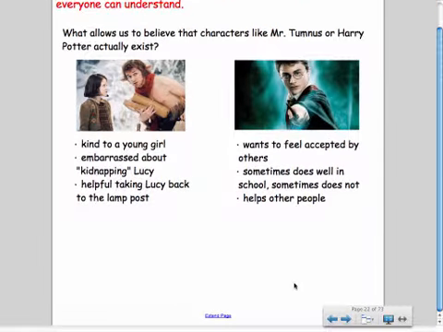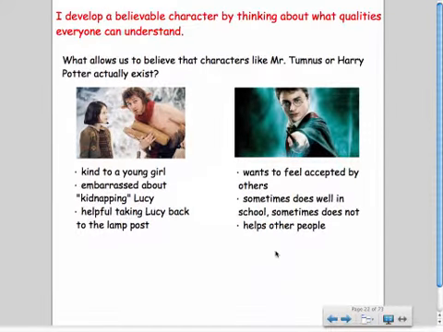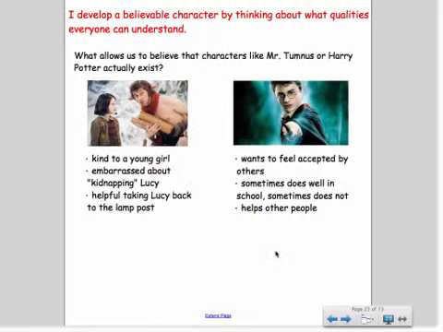And then another quality is that he wants to help other people. And we see that in other people. We see that sometimes in ourselves, in our friends, in our teachers, our parents. And so those qualities help us believe that, you know what, Harry Potter could actually exist. So what we're going to do now is we're going to try to put some of these qualities into our own characters for the stories that we're going to develop.